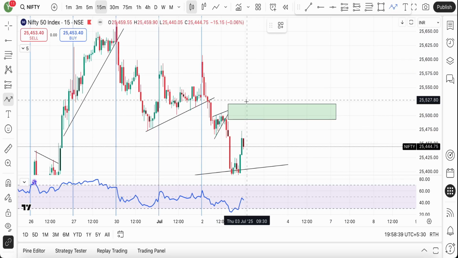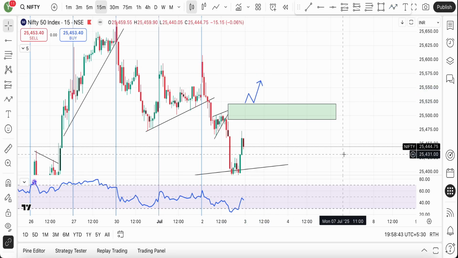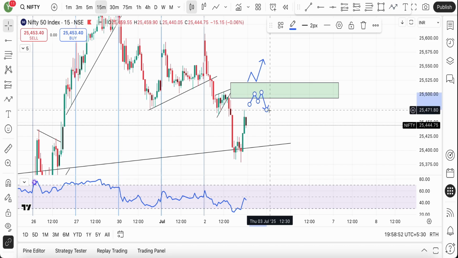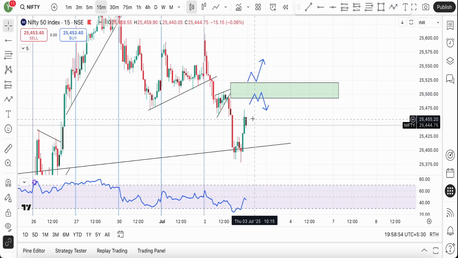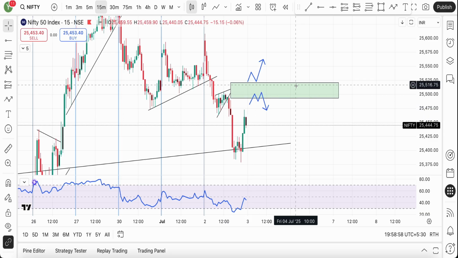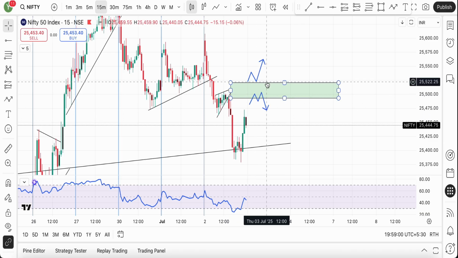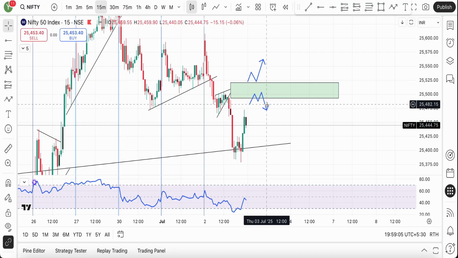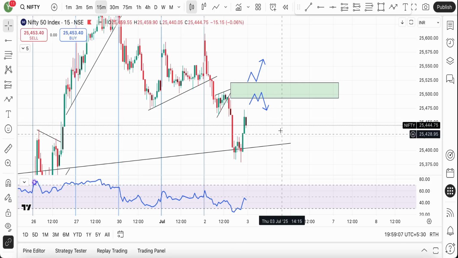We will be planning for a long entry only above this, right? In case of any negative price action around this, we can plan a trade on the short side. Say, for example, market opens flat, comes around here, is not able to break this particular zone, takes some resistance around here, forms a double top or forms a base, and then breaks down below the consolidation area. We can take a short position.